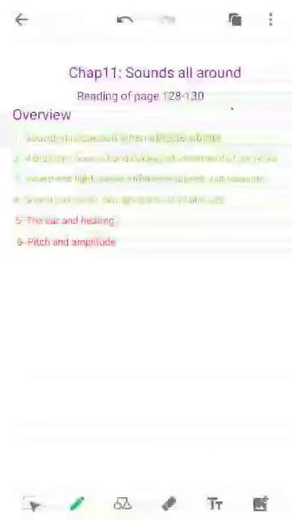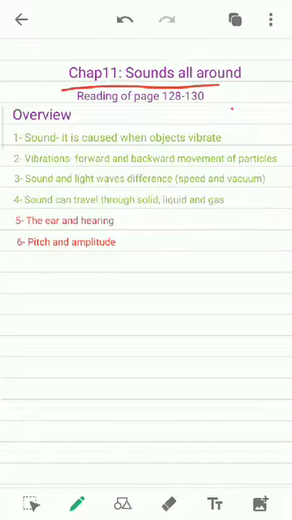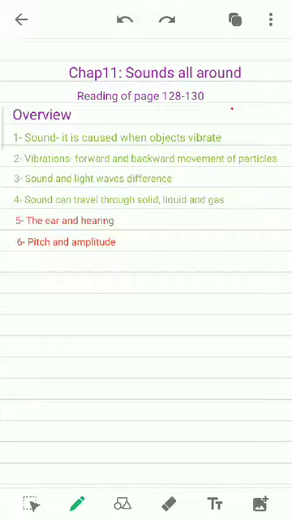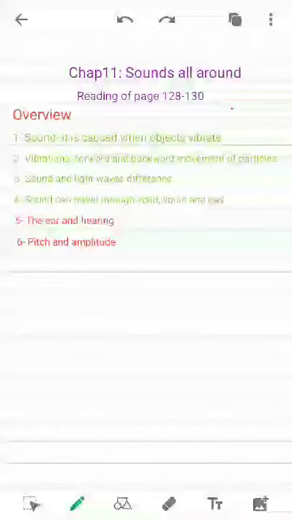Continuing from our previous discussion, we were discussing chapter number 12, 11, Sounds All Around. Today we'll be reading page number 128 to 130. But before going to these two pages, there is an overview. The points which are green in color are the points that you should already know, that we have discussed in our previous lecture. So I'll give you a little overview of what points we have discussed up till now.